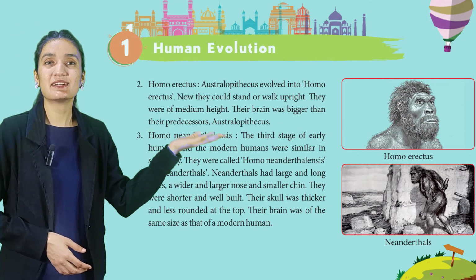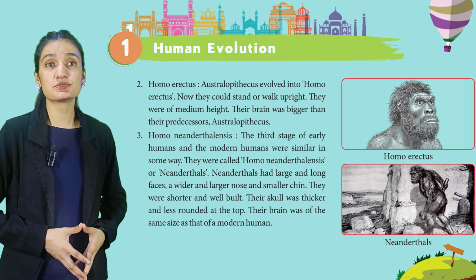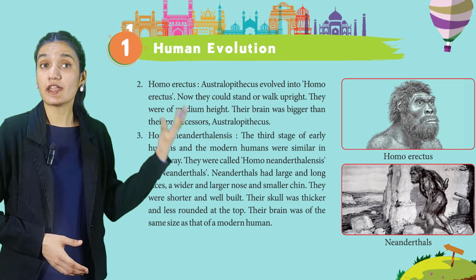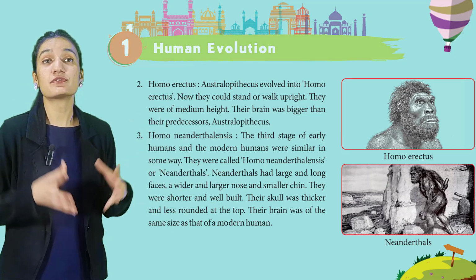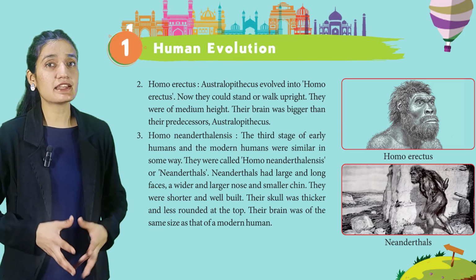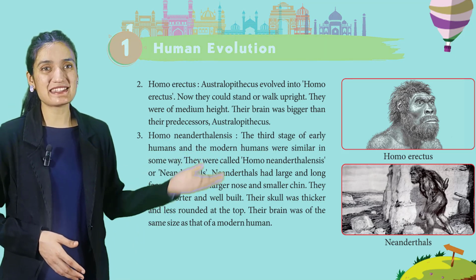Now, second, Homo erectus. Australopithecus evolved into Homo erectus. Now they could stand or walk upright. They were of medium height. Their brain was bigger than their predecessors, Australopithecus.